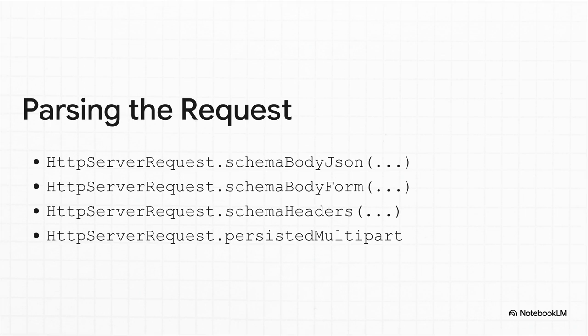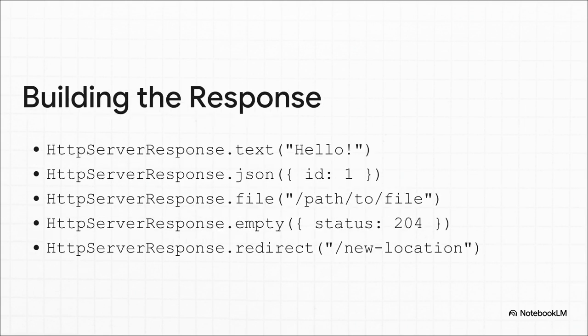Need to parse and validate a JSON body? There's schemaBodyJson. Handling a form with file uploads? Use persisted multipart. It makes pulling information out of the request incredibly straightforward and type-safe. Once the handler has done all its work, it needs to write a reply. And just like with requests, Effect gives us a really simple and expressive way to do this. You can send back plain text, some JSON, a file from your computer, or maybe just an empty response with a specific status code, like a 204 no content. Each function just builds a perfect, well-formed response.